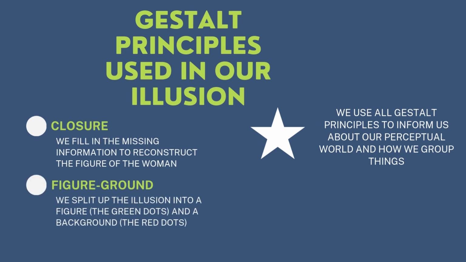To sum it up, we have used many Gestalt principles in our own illusion, and we use all of these principles every day to inform us about our perceptual world and how we group things. The most obvious principles that we used in our example were the principles of closure and figure ground. In closure, we filled in the missing information to reconstruct the figure of the woman. And in figure ground, we split up the illusion into a figure and a background, and that changed depending on the brightnesses of the dots.